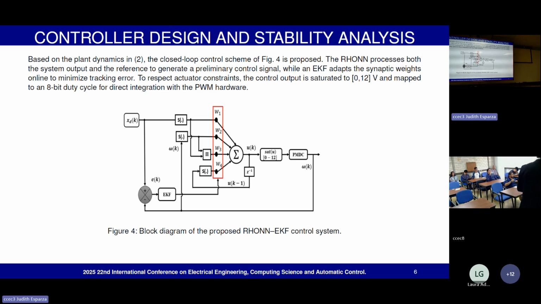So then we continue with the controller design and the stability analysis. If we use the dynamics that were shown in equation number 2, we propose the use of a neural network that receives the reference signal and the output of the system. If you remember, we were talking about a permanent magnet DC motor. The reference is given in radians per second, while we have a sensor that is sensing the actual motor speed.